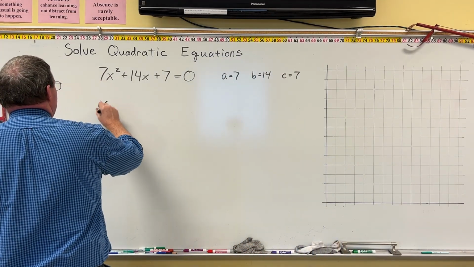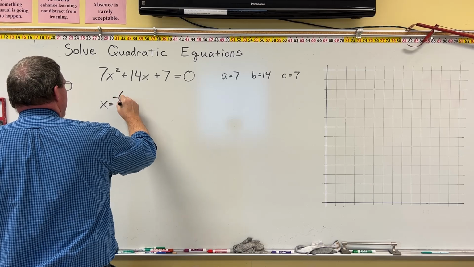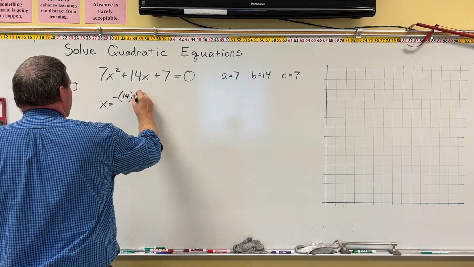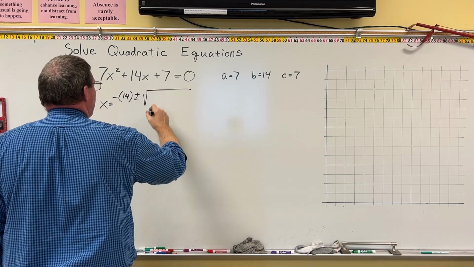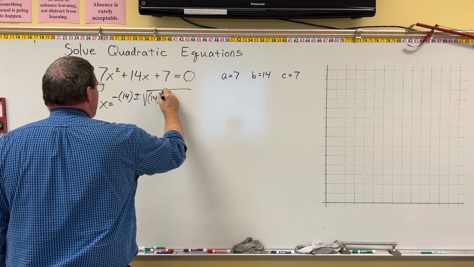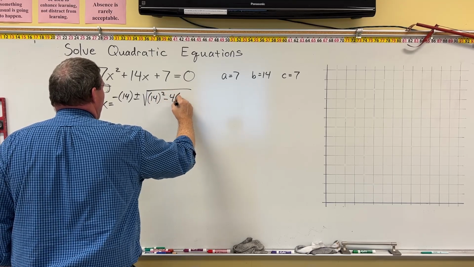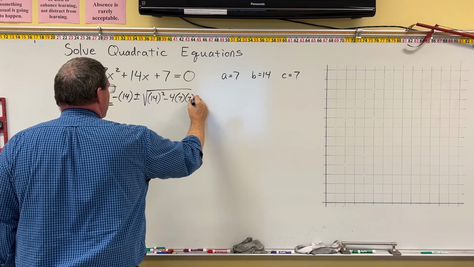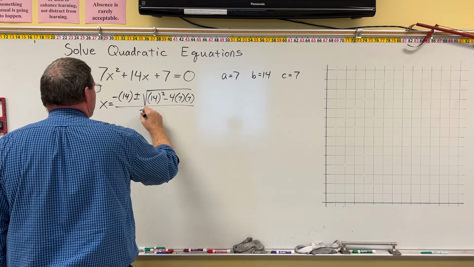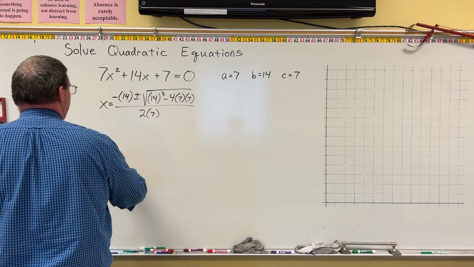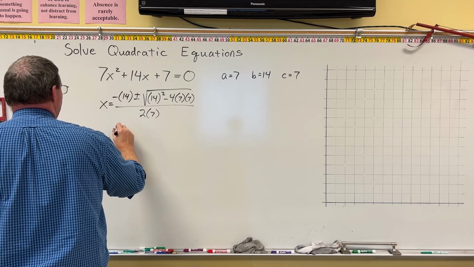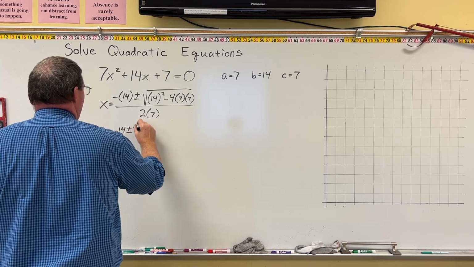So we're going to say x is equal to -b. b is 14, so -14 plus or minus the square root of b, 14, squared minus 4 times a, which is 7, times c, which is also 7, all over 2a, which is 2 times 7. Clean it up a little bit. x is equal to -14 plus or minus the square root.